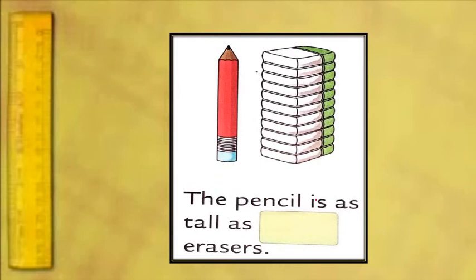The pencil is as tall as dash erasers. 1, 2, 3, 4, 5, 6, 7, 8, 9, 10, 11. We can say that the pencil is as tall as 11 erasers.